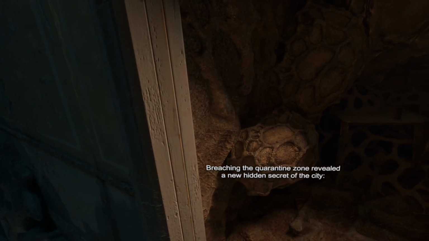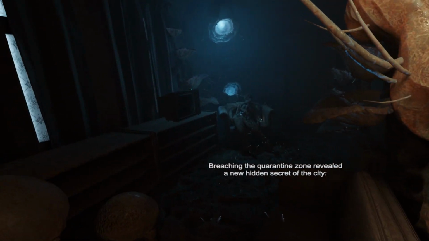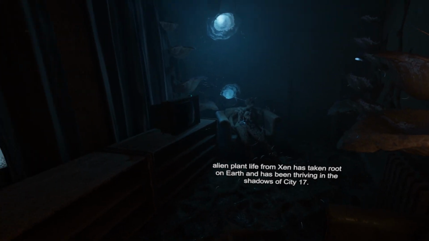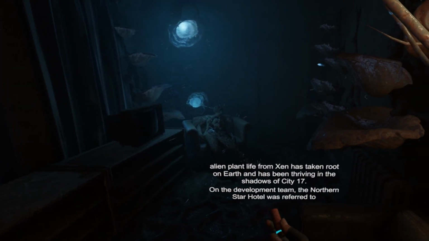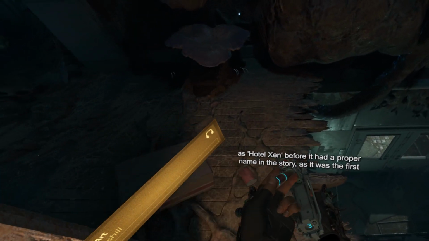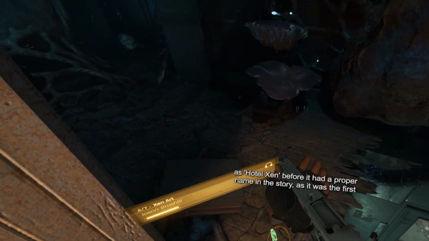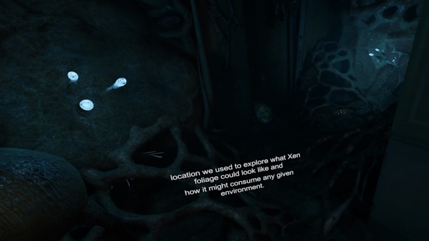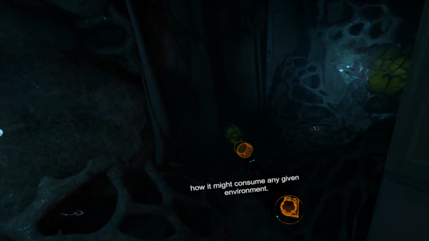Breaching the quarantine zone revealed a new hidden secret of the city. Alien plant life from Xen has taken root on Earth and has been thriving in the shadows of City 17. On the development team, the Northern Star Hotel was referred to as Hotel Xen before it had a proper name in the story, as it was the first location we used to explore what Xen foliage could look like and how it might consume any given environment.